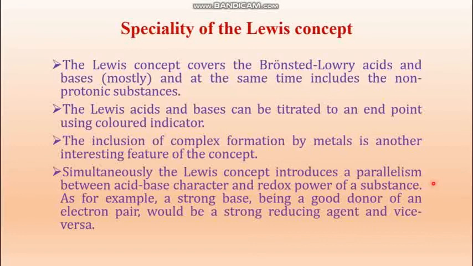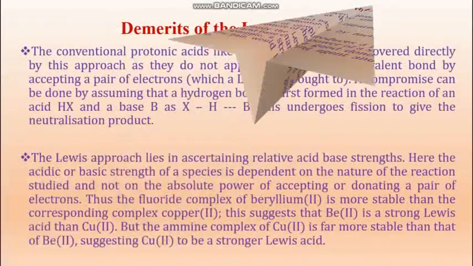That means Lewis acids are electron acceptors, so they are oxidizing agents. On the other hand, Lewis bases are electron donors, so they are reducing agents. So the redox characteristics can be synchronized with these Lewis acid-base characteristics. For example, a strong base, being a good donor of an electron pair, would be a strong reducing agent, and vice versa. Now, every theory has some limitations.